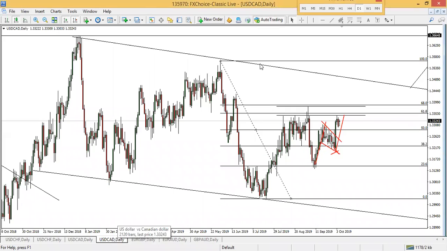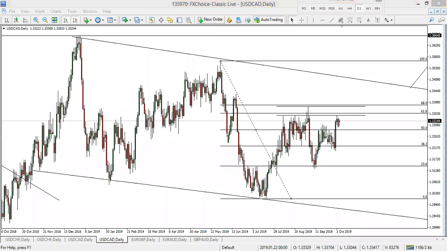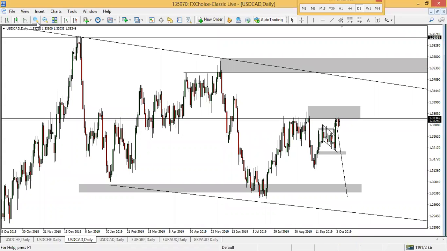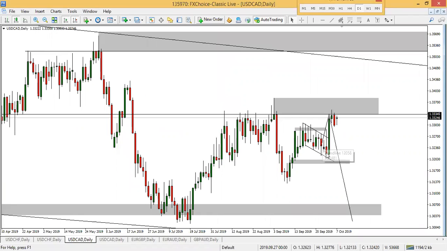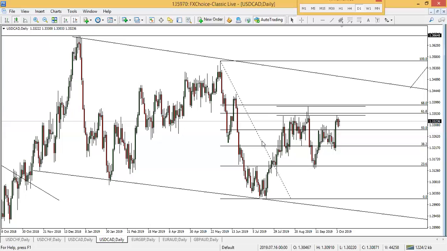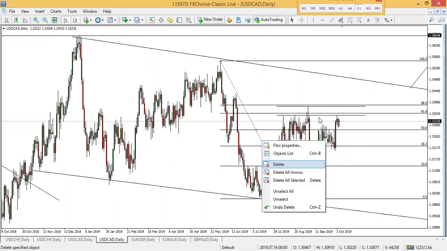Okay, let me just clean this off so we can have a look at it very well. This was what we did last week. It gave us a flag last week. Some people shorted, but around here we said that it was going to go up. So the bulls came in and it went up around this level. Now it has given us another double top at this level right here, in this zone.